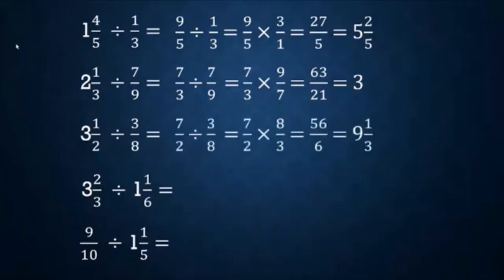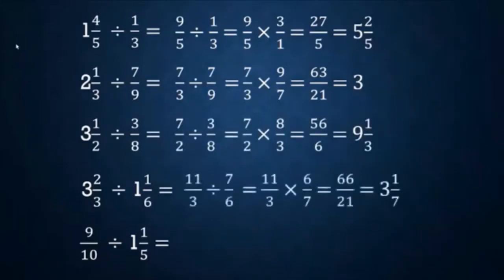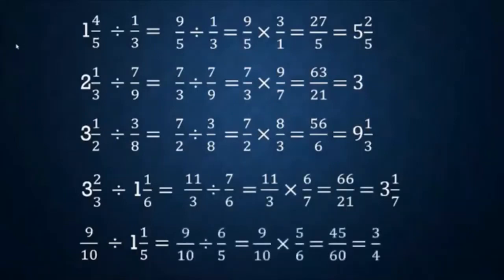What is 3 2 by 3 divided by 1 by 6? Yes, you are right. It is 66 by 21 or 3 1 by 7. 9 by 10 divided by 1 by 5 is equal to 45 by 60 or 3 by 4.